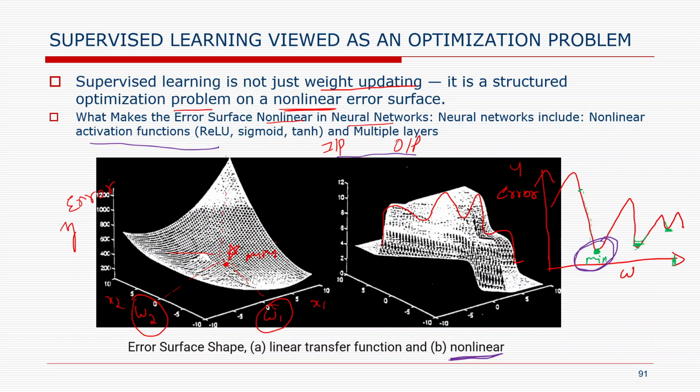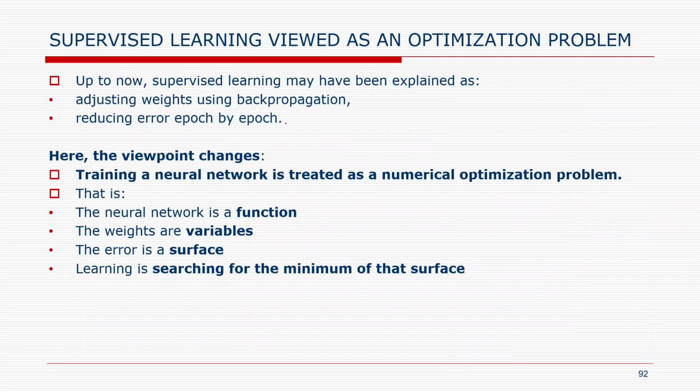The summary of this slide is that supervised learning is not just about updating the weights. It is an optimization problem where we have to find the global minimum in non-linear error surfaces. For a neural network, the error surface will be non-linear for sure.